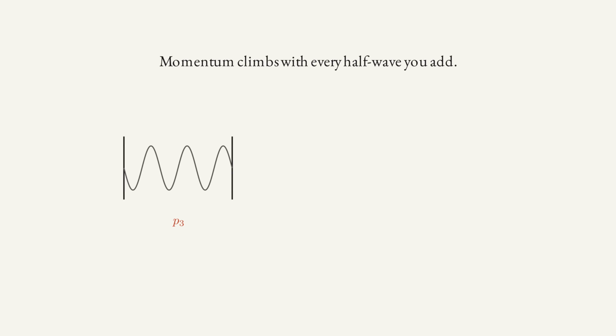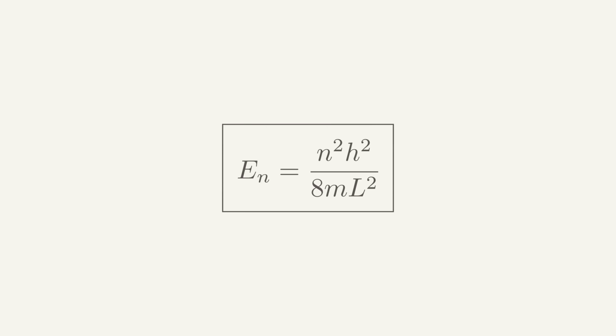So the rungs fan out as n squared because energy lives in the square of the momentum. And momentum climbs with every half wave you add to the box. Same picture as the short, now with the numbers behind it.